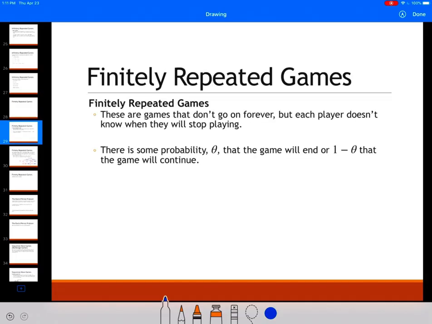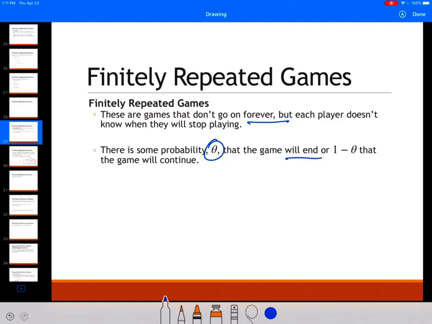So, finitely repeated games. These are games that don't go on forever. But each player doesn't exactly know when the game ends, okay? Now, again, there are some games where you know exactly when it ends, like the end of the semester. That is a finite game, and you know when it's going to end, okay? But for the games where companies are competing against each other and they're not quite sure when it's going to end, what we do is we say, okay, look, there's some probability, and we'll use the term theta, okay? There's some probability that the game's going to end.